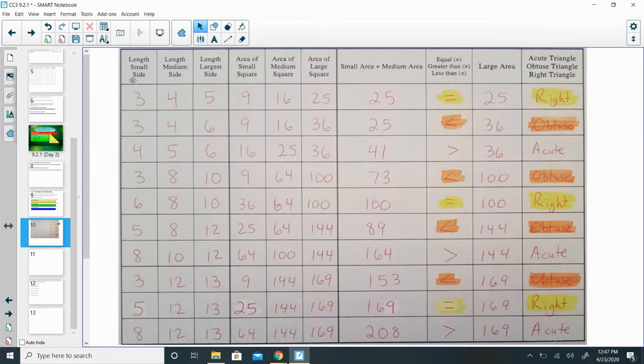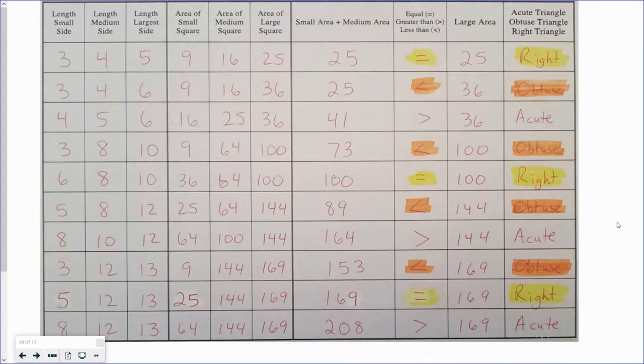Let's look at the data from yesterday. Here is the data we had from yesterday. Now, the key thing I want you to focus on is here is the sum of the area of the small and medium. Here's the large. And as you notice, I highlighted these, the right triangles. These are the obtuse triangles here. Obtuse. And then the acute are the non-shaded. So try to see if you can find some patterns.